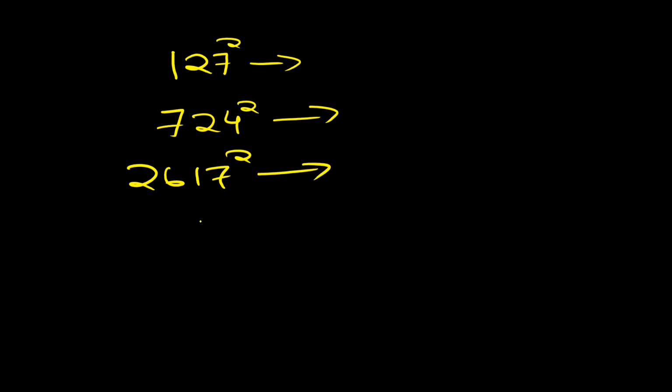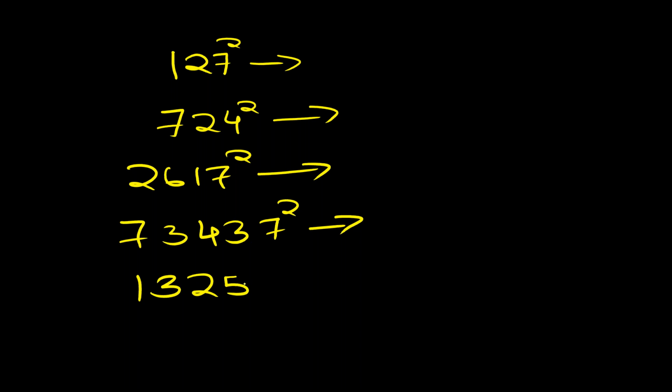Okay, so let me get the questions. 127 square. Then what next? Okay, another question. 724 square, 2617 square, and 7347 square. Okay, guys, I have given five questions, right? I want the five answers in a single answer. Come on, solve it and give the answer in the question box.